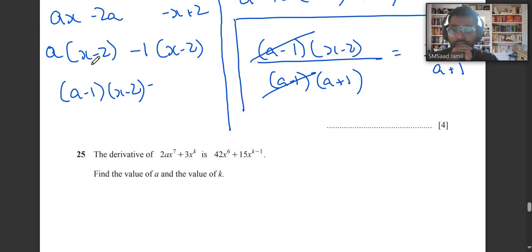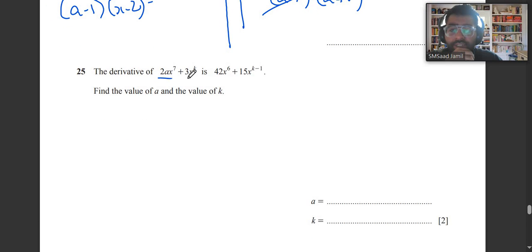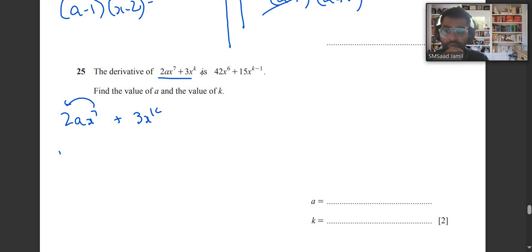Yeah. So question 25. The derivative of 2ax^7 plus 3x^k is 42x^6 plus 15x raised to power k minus 1. Find the value of a and the value of k. So guys, in this question, first you will differentiate this. 2ax^7 plus 3x^k. So 7 will multiply by 2, it will become 14.